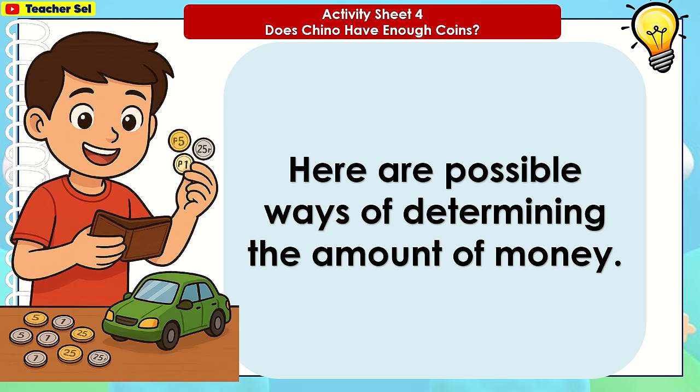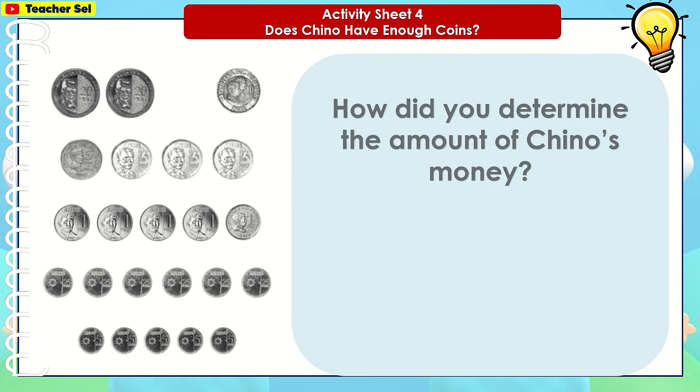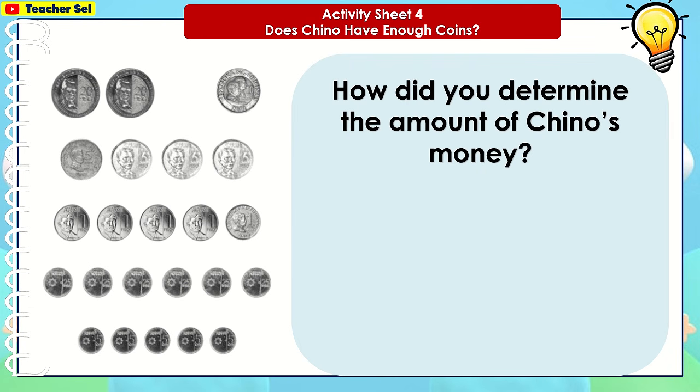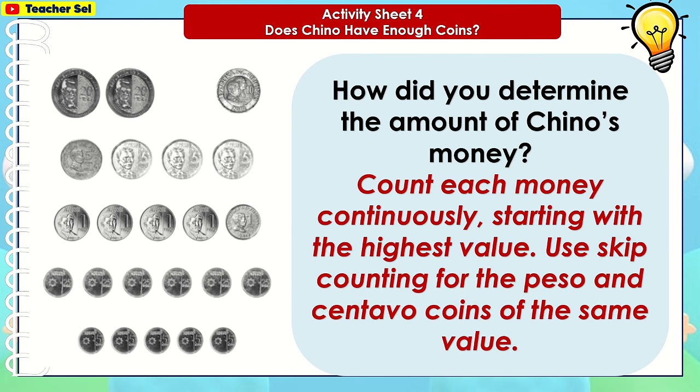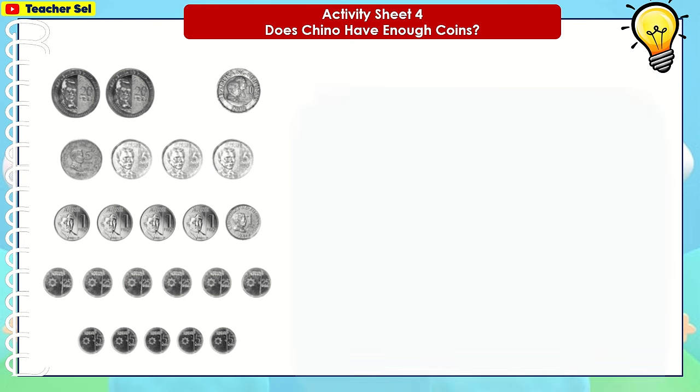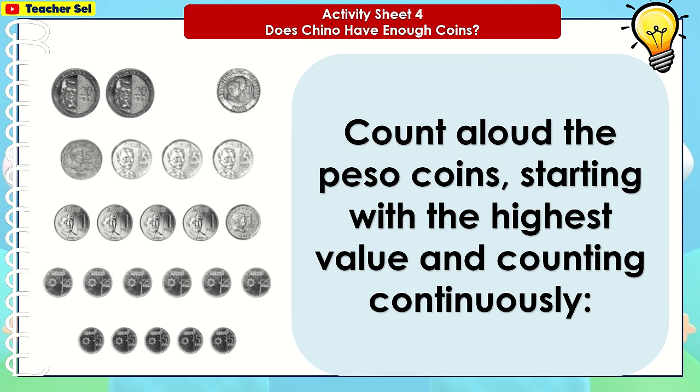Here are possible ways of determining the amount of money. How did you determine the amount of Chino's money? Count each money continuously, starting with the highest value. Use skip counting for the peso and centavo coins of the same value. Count aloud the peso coins, starting with the highest value and counting continuously.